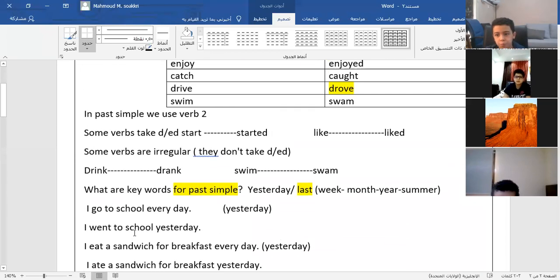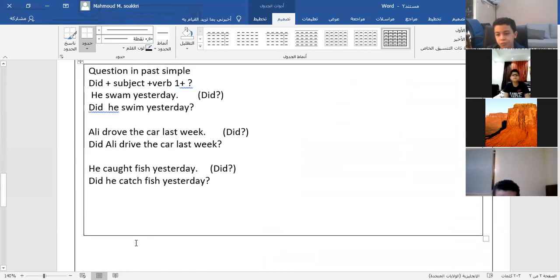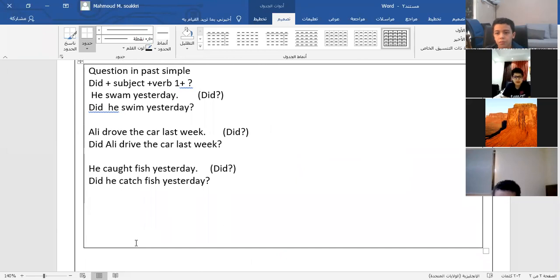Let's have the last example in this session and then we go back after 5 minutes to complete the session. They enjoyed the party last month, and we want to make a question starting with did. And now let me ask Yasin Khalid. Yes, Yasin Khalid, look here. We are making questions in past simple.